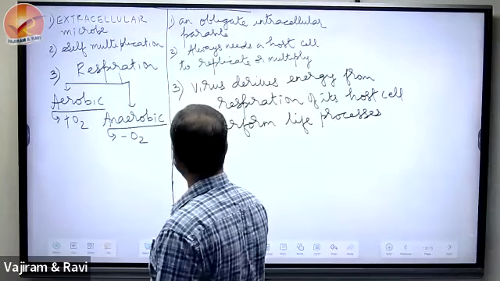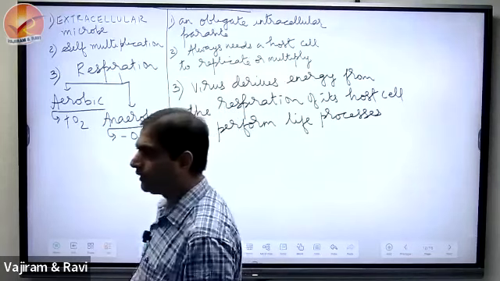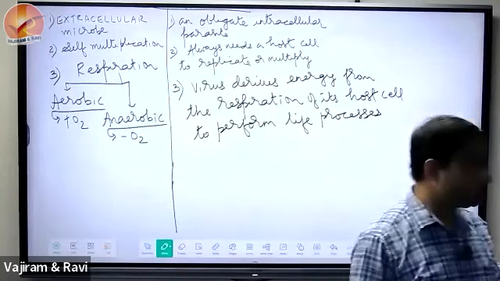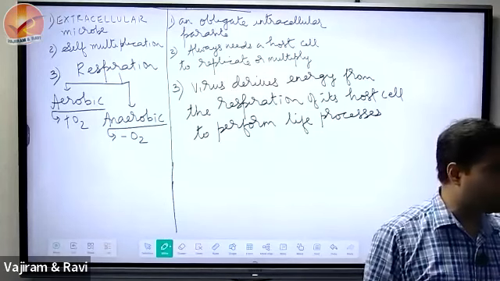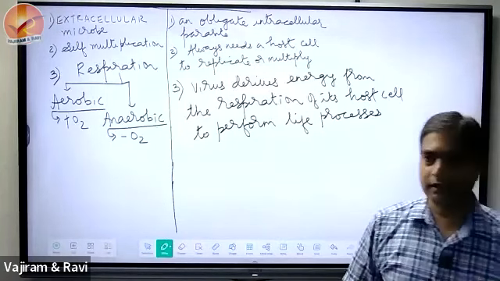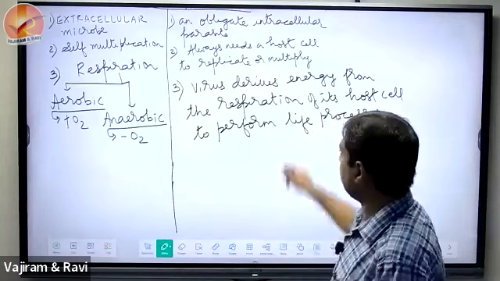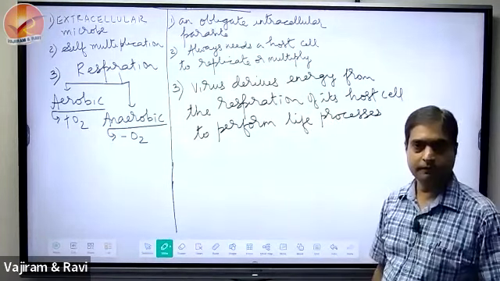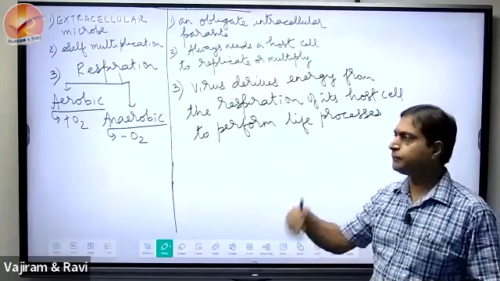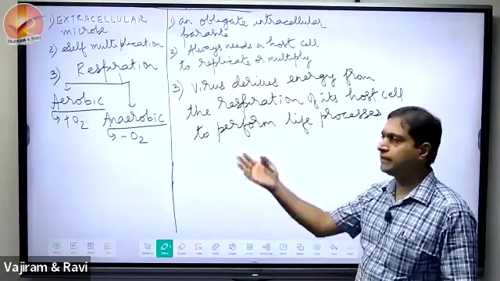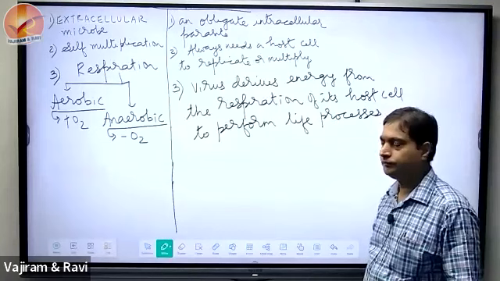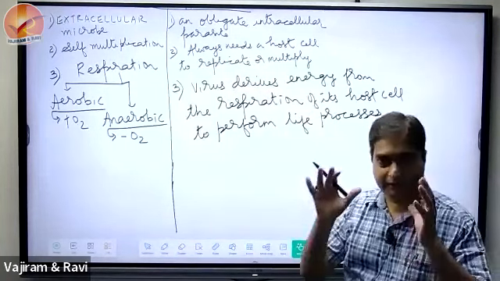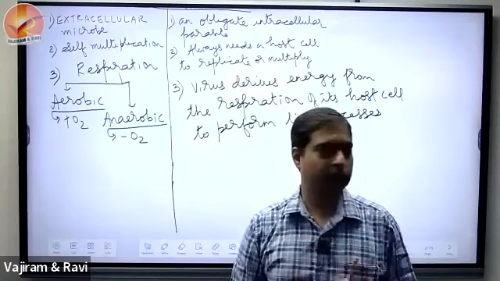So for virus, we are writing it derives energy from the respiration of its host cell. So there is no respiration in a virus. Is it clear? Neither aerobic nor anaerobic. So the virus derives energy from the respiration of its host cell to perform its life processes or to propagate itself. So for all the life activities, the virus will derive energy from where? The host cell.